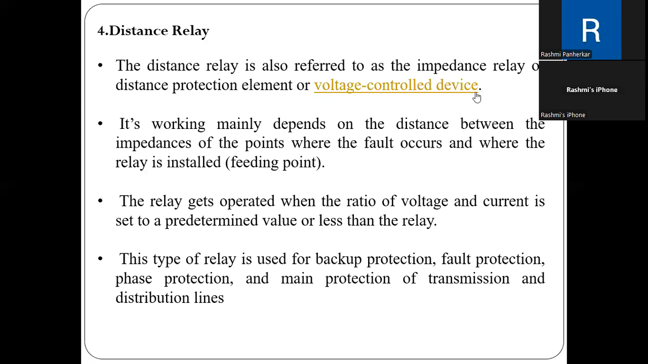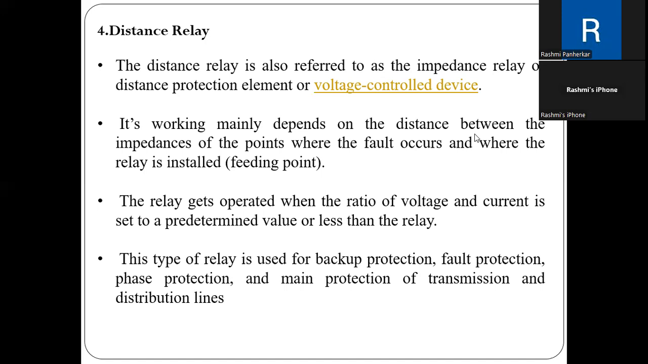The current and voltage through the CT and PT are monitored continuously by the relay, and its operation starts once the voltage to current ratio becomes less than the predetermined relay impedance value. So the distance relay is also referred to as the impedance relay, distance protection element, or voltage control device.